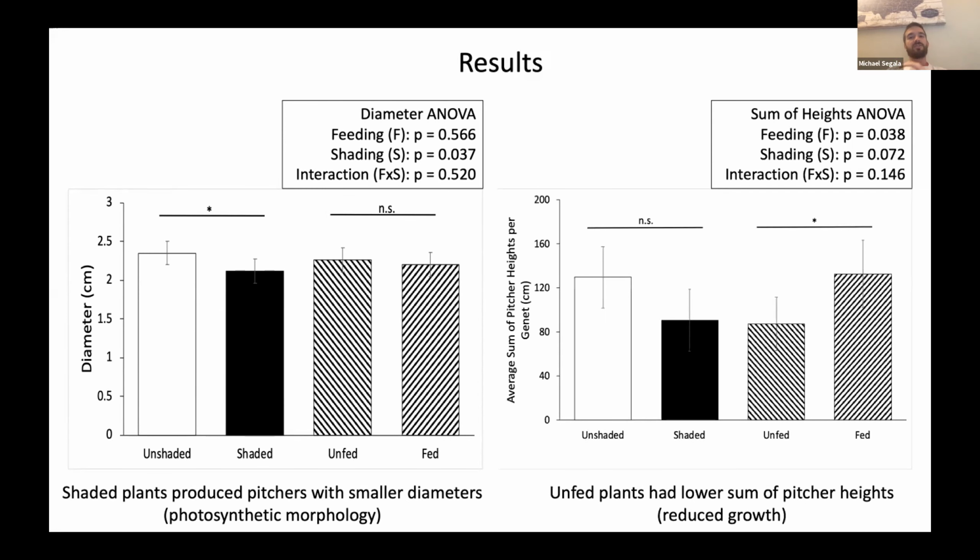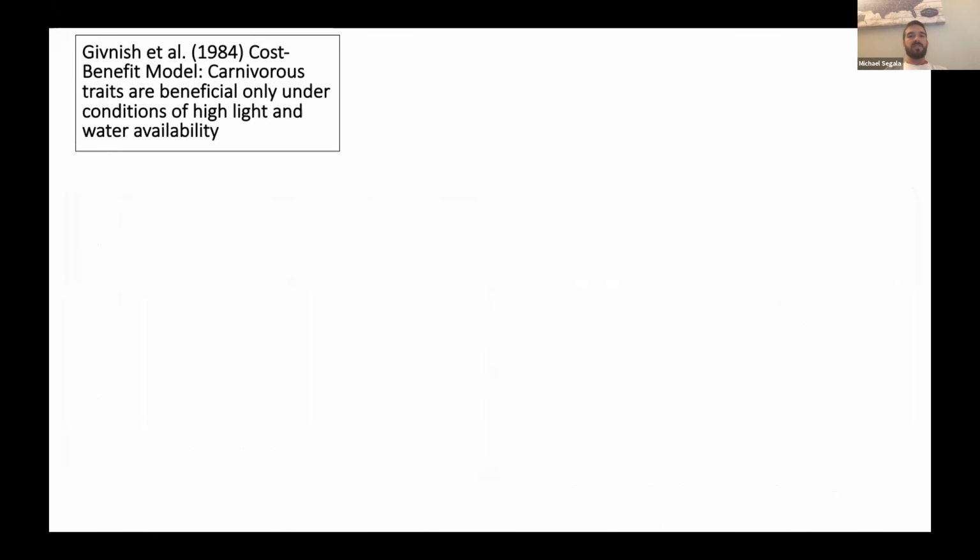And then this next graph here, again, the treatments on the X, unshaded versus shaded, unfed versus fed, and the average sum of pitcher heights, which is a way of measuring growth. The graph and the ANOVA show a significant effect of prey exclusion on plant growth. So those that were prey excluded were nutrient limited and had reduced overall growth. Ultimately, these results support Givnish's cost-benefit model, which states that botanical carnivory is only advantageous under conditions of high light and water availability. And this study really exemplified that.